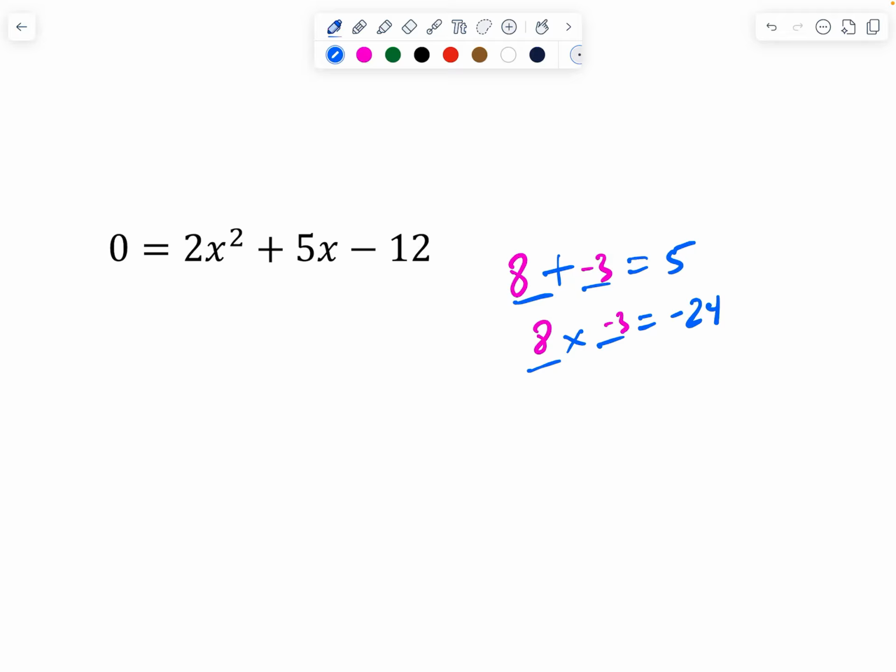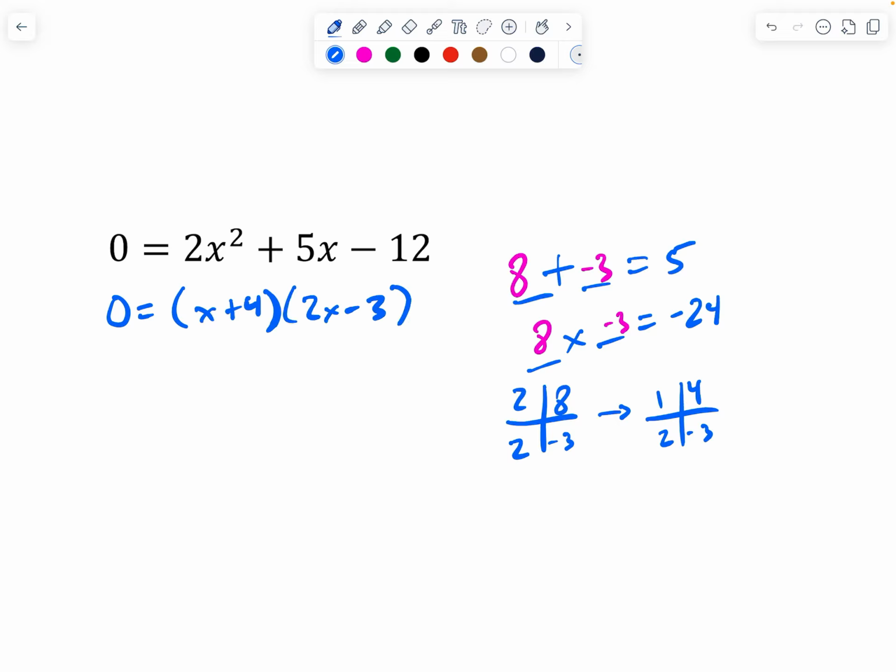Okay, so using that MFFM method, we put a 2 here, a 2 there, 8, negative 3. We simplify the top, so we get 1 and 4, 2 and negative 3. So now we have 0 equals x plus 4. This represents x plus 4. This represents 2x minus 3. There we go, it's factored.